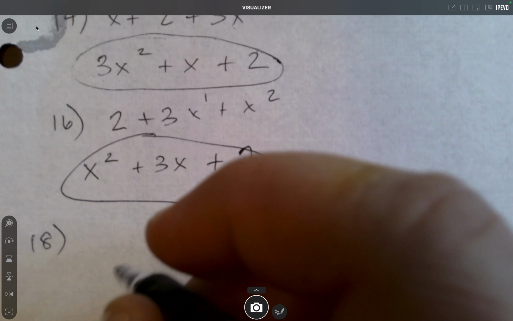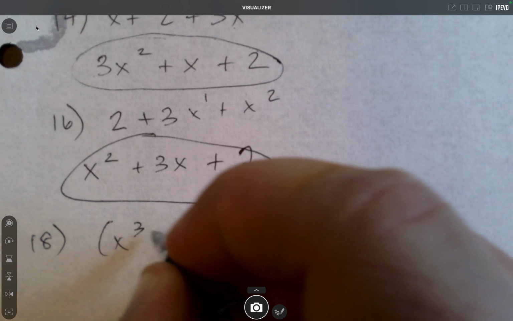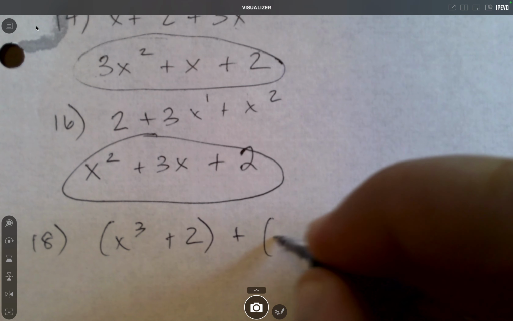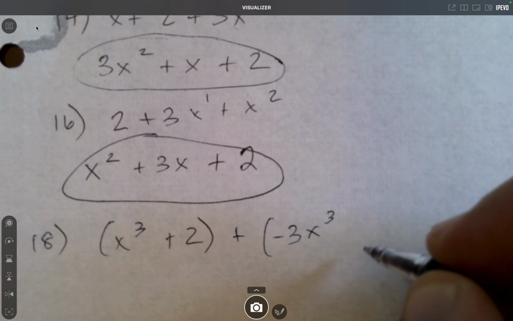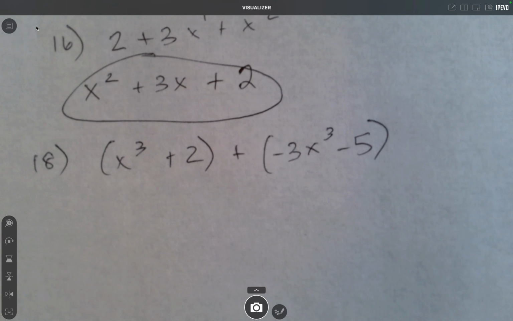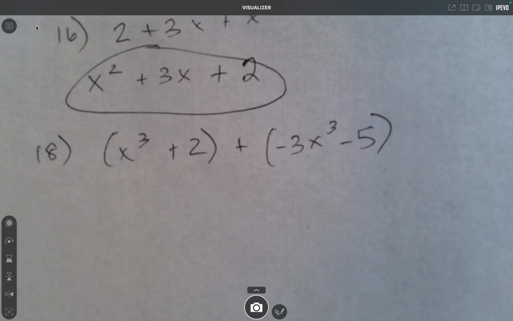Find each sum or difference. When you are adding, the parentheses really make no difference at all. They don't do anything. So you can ignore the parentheses completely when you're adding two pieces like this.